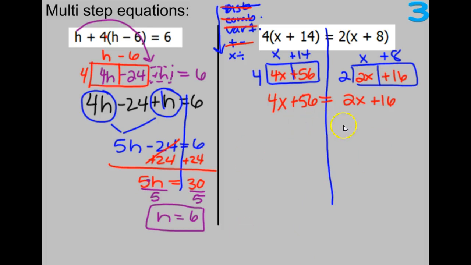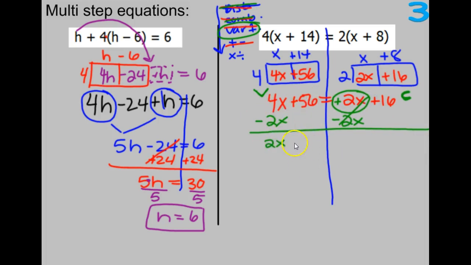And then, continuing to follow our pattern, what do we do next? We distributed. We can't combine like terms on the same side, but we can get the variable on one side. I'm going to put my variables on the left because there's more here, and my constants, or just my numbers, on the right. So how do I move this 2x to the other side with the other 4x? It's a positive, so the opposite would be subtracting 2x. 4 minus 2 is 2x, plus 56 equals 16.